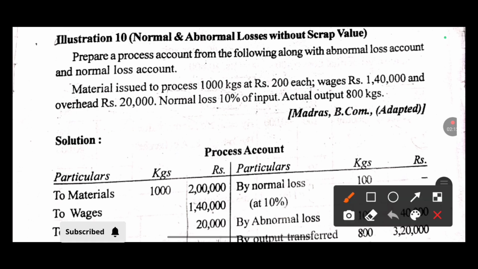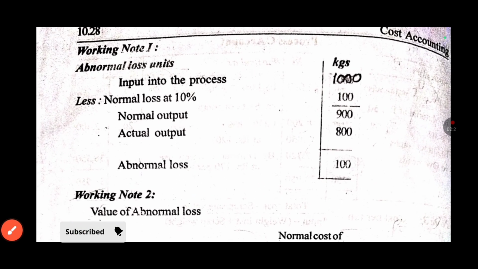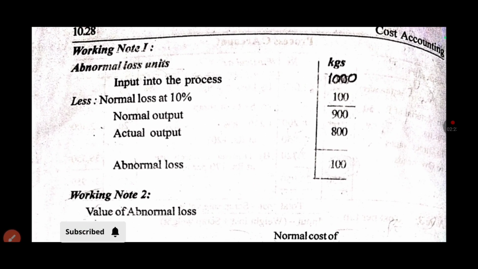Then what they given, normal loss 10% of input, actual output is 800 kilos. Let's do the working out. What we need to prepare, we need abnormal loss and normal loss quantity. The quantity of abnormal loss and normal loss we need. So we are going to find out these values through working out.